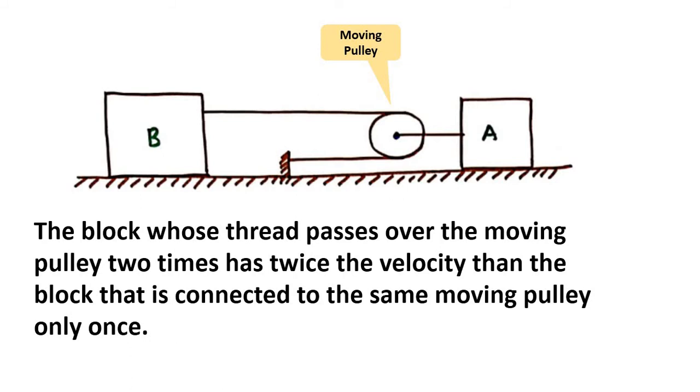That means, look at the block B. The thread connected to the block B is passing over the pulley two times. You can see this thread passes over the moving pulley two times. Therefore, the block B should have velocity 2v. And look at the block A, it is connected only one time to the center of the moving pulley, so the velocity must be equal to v. Let's go to next question.